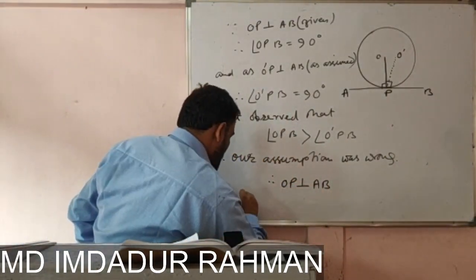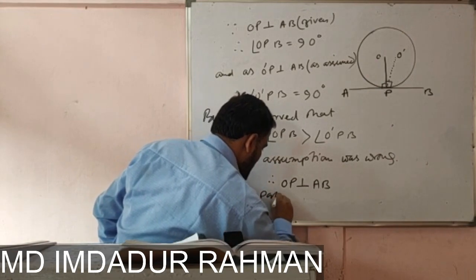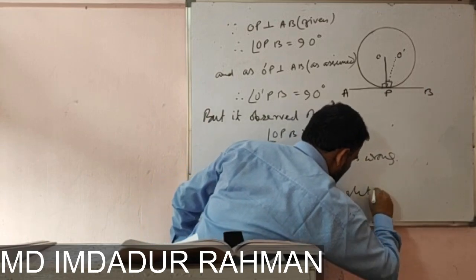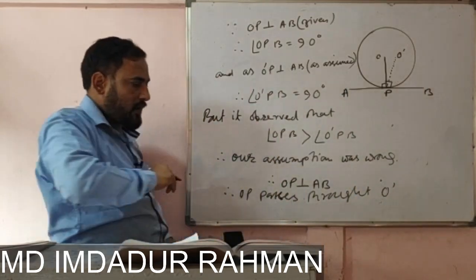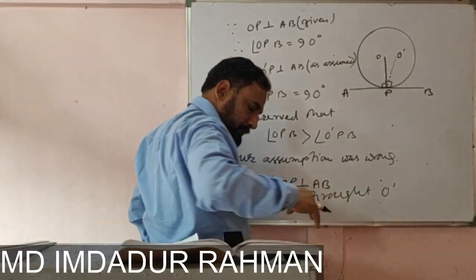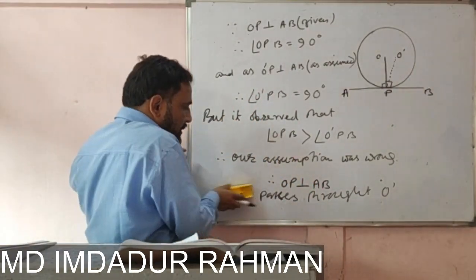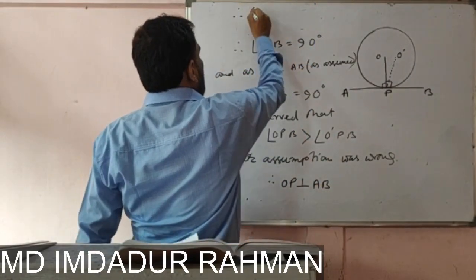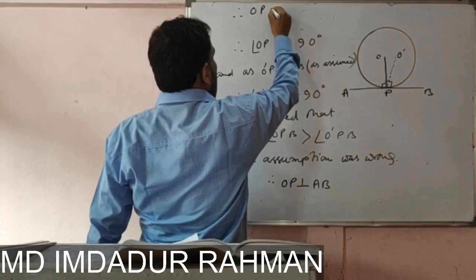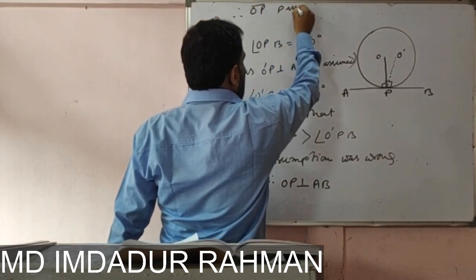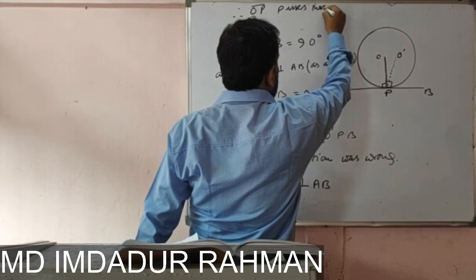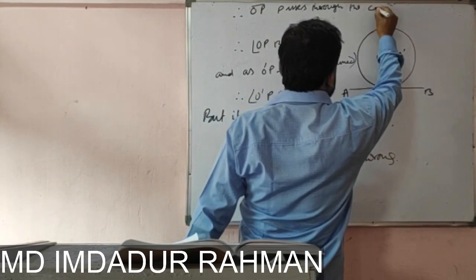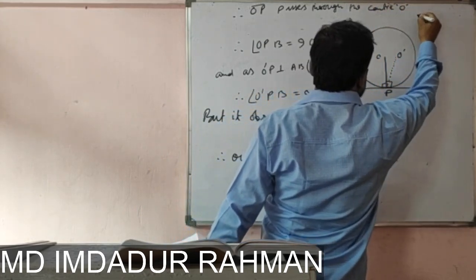That is, OP passes through O. Okay, that is proved. So we can write here, therefore, OP passes through the center O. Proved.